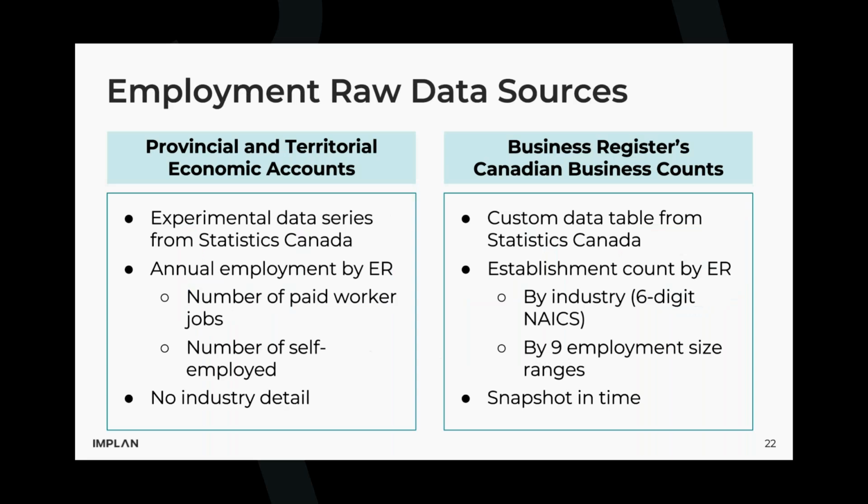So let's first talk about our raw data sources and how we use those. Our primary raw data sources are employment-based, and we use two different data sources. The first is an experimental data series from Statistics Canada that provides labor statistics by economic region. As I mentioned before, this is the data set that provides employment data that is consistent with IMPLAN's provincial level employment data.